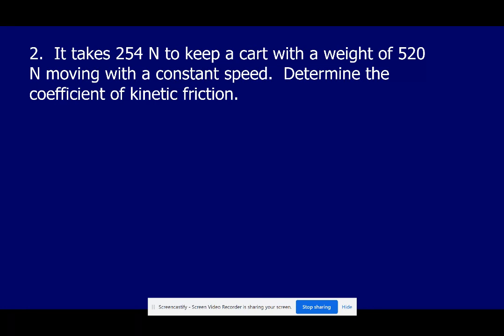Example number 2: it takes 254 newtons to keep a cart with that weight moving at a constant speed. Determine the coefficient of kinetic friction. Some people get thrown by the word kinetic, but it's the same thing, calculating mu. Let's draw the free body diagram again. We have gravity, we have the normal force, we have 254 newtons pushing forward. We know that there's some friction backwards, otherwise how can we calculate mu?